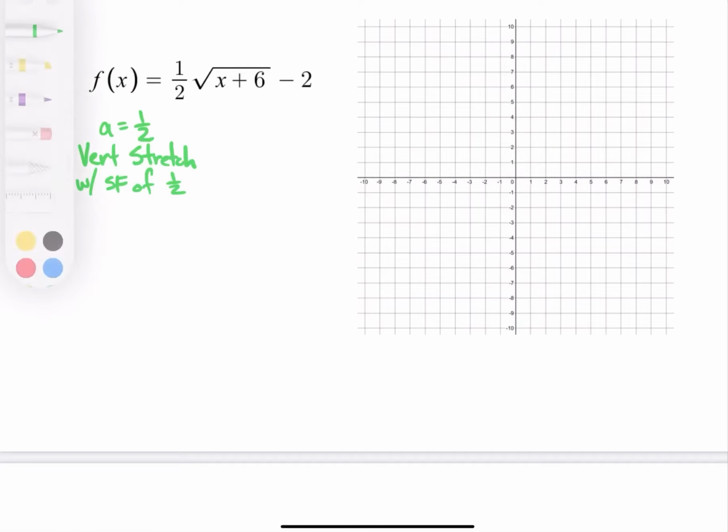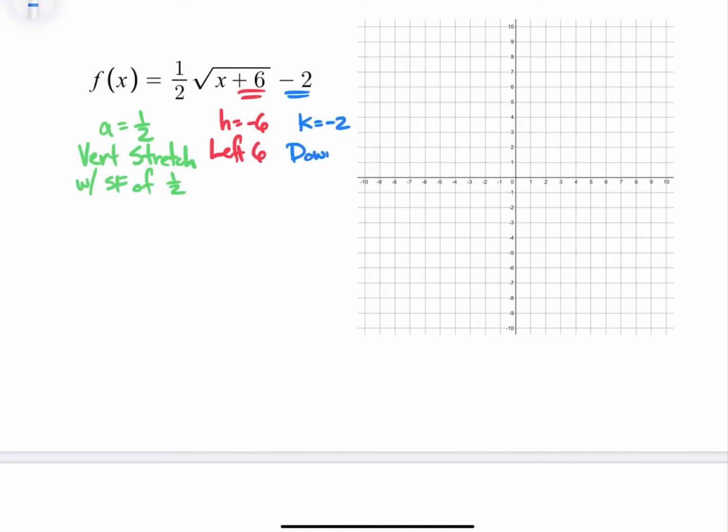Now, we also have an h value. The h value, again, is going to be the opposite. So it's going to be -6. In words, that means it's going left 6 units. And then we have a k value at -2, which means we're going to go down 2 units. And again, the h and the k gives us our start point. So our starting point is going to be located at (-6, -2). So (-6, -2) is going to be located right over here.